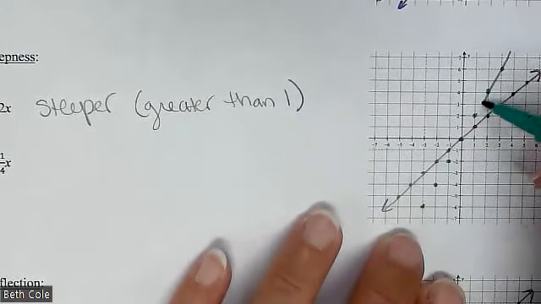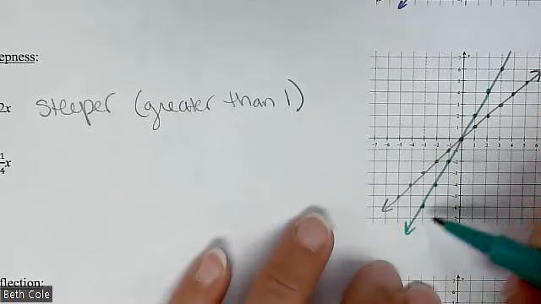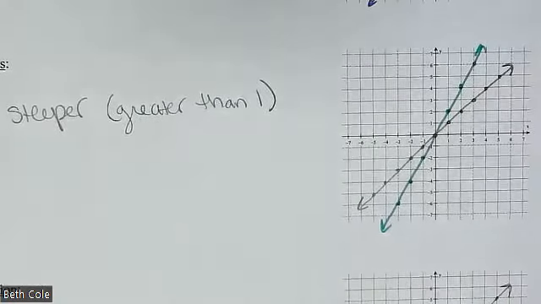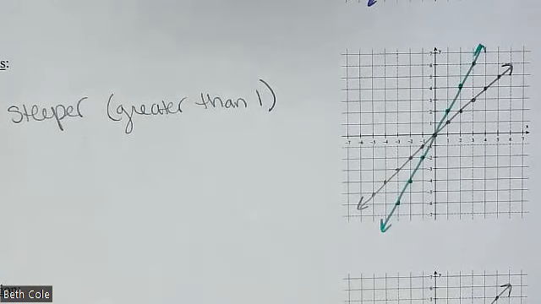And so the point that I'm trying to make, what I'm trying to get you to understand is, do you see how when you compare those 2 lines, the color coded one is steeper than the parent function? Do you see that? Steeper when you compare them?